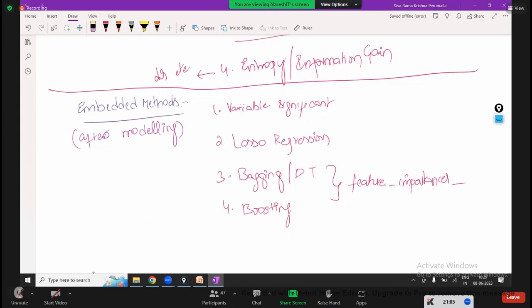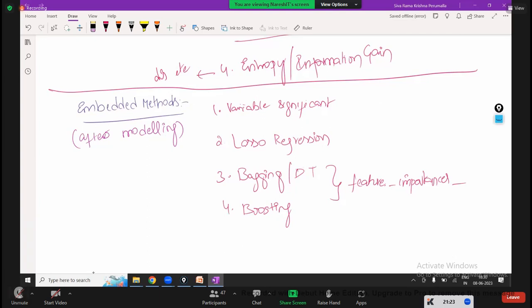So indirectly, the variable with the high information gain is what we are going to use in the decision node, and the one with the low information gain, we are not going to use in the decision node. That means it does not have any information. If there is no information, that particular variable we can delete.